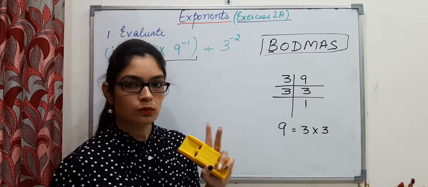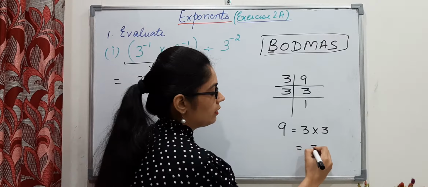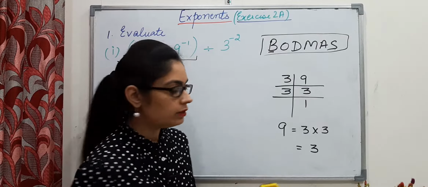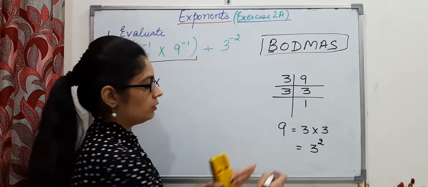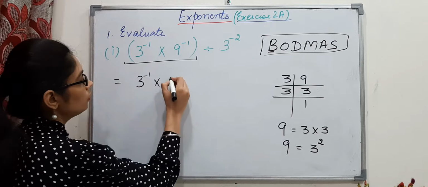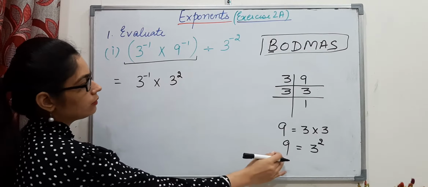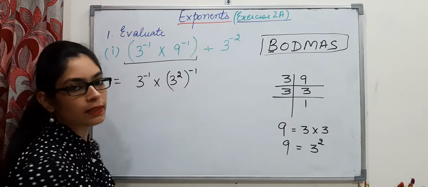3 into 3 means 3 is getting multiplied by itself. So if I have to write it in exponential form, it can be written as 3 to the power 2. Therefore, 9 is equal to 3 to the power 2. Just in place of 9 we have to write (3 to the power 2) whole to the power minus 1.